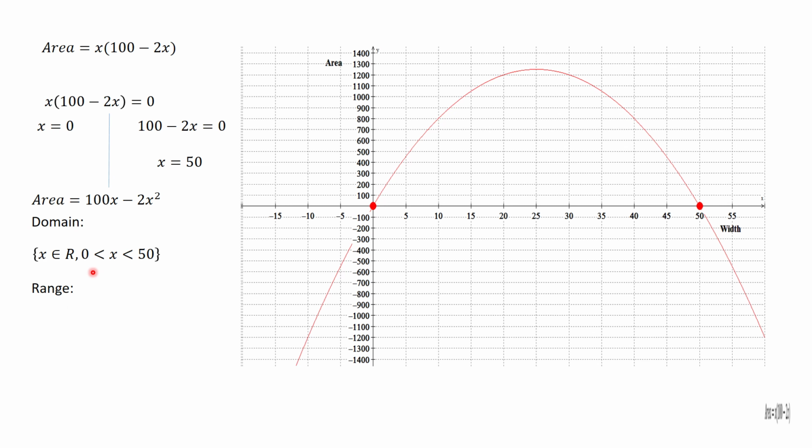Let's consider range now. To get our range, we have to look at our vertical distance. How far up does our graph go? How far down does our graph go? So again, it makes no sense for us to consider area values less than 0, because when you're talking about area, you cannot be talking about something that's negative. So it tells us that our range starts at 0. That's the lower end of the range. But how high does it go?